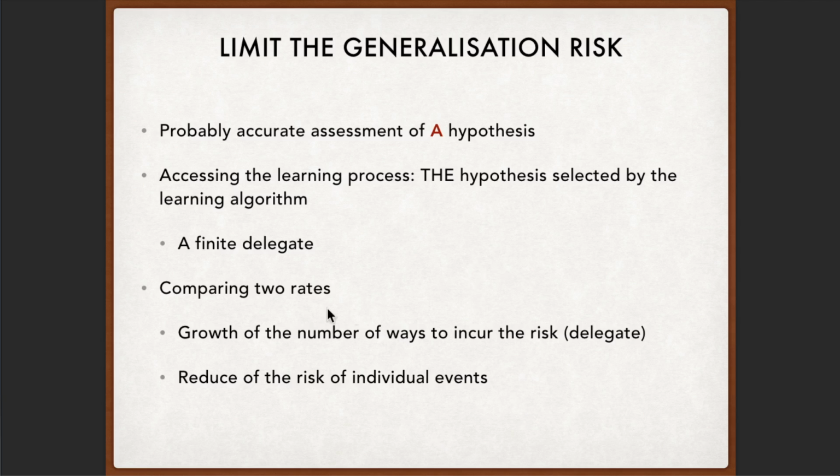Then in the third step, we put everything together and we find that with some condition on the hypothesis set, the learning process will converge. The risk of the learning process will converge to some limited size, and we can get as reliable as we want when we increase the number of training data samples. So that is our plan.